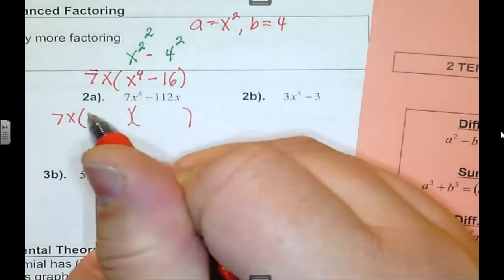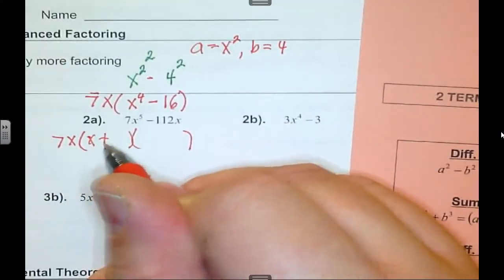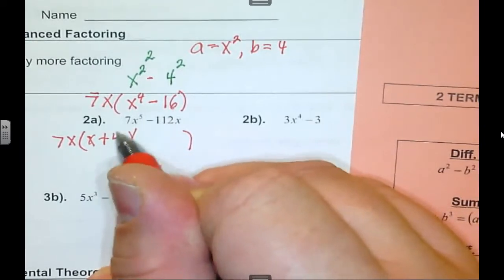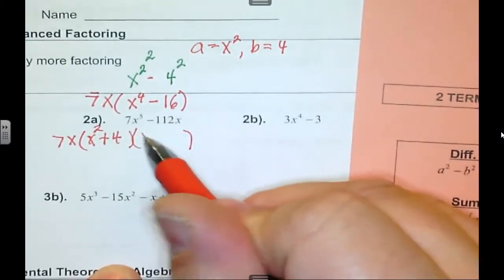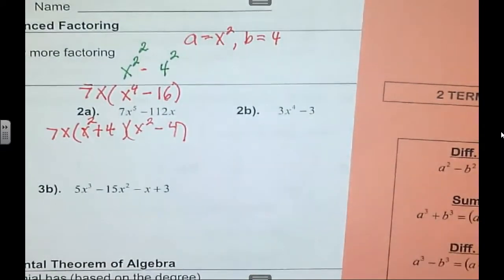What's my a again? X squared plus b is my 4. X squared minus 4. Am I done? No, why? I could still factor it, right? I could still, yeah, think of it as simplification. What do I have?